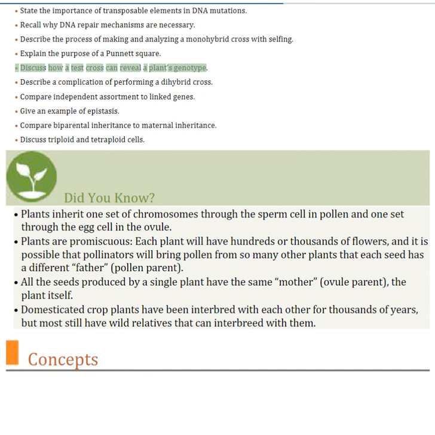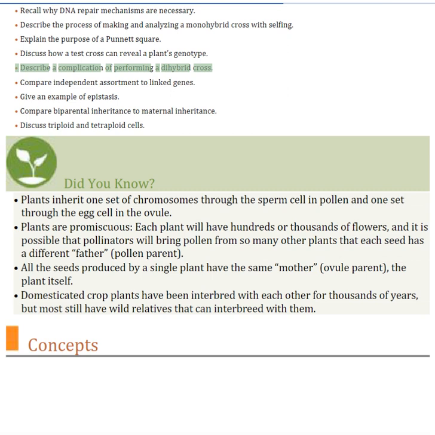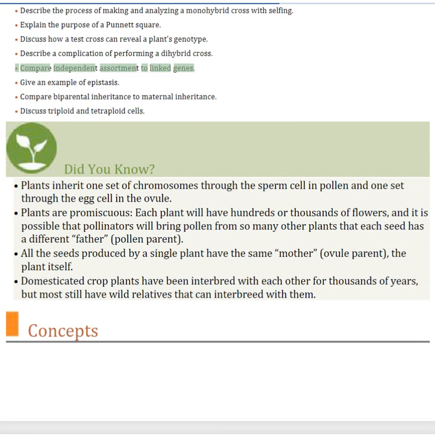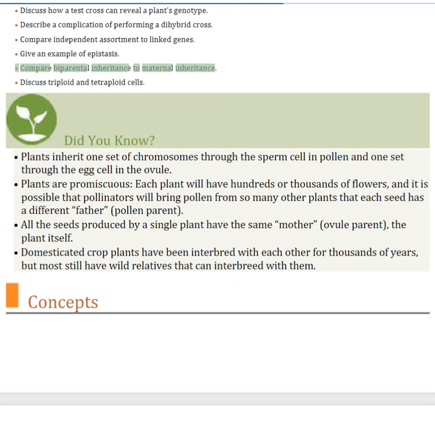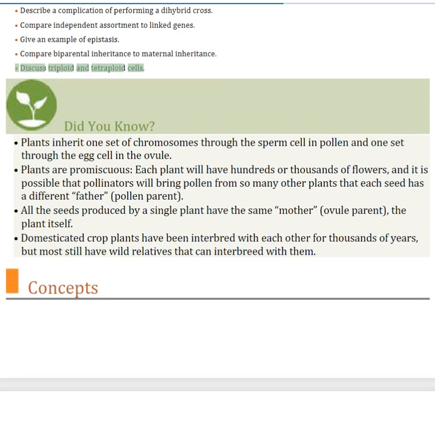Discuss how a test cross can reveal a plant's genotype. Describe a complication of performing a dihybrid cross. Compare independent assortment to linked genes. Give an example of epistasis. Compare biparental inheritance to maternal inheritance. Discuss triploid and tetraploid cells.